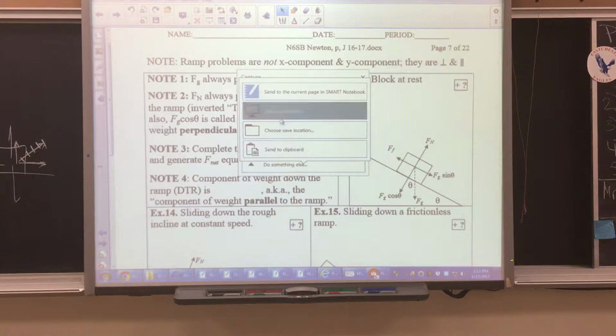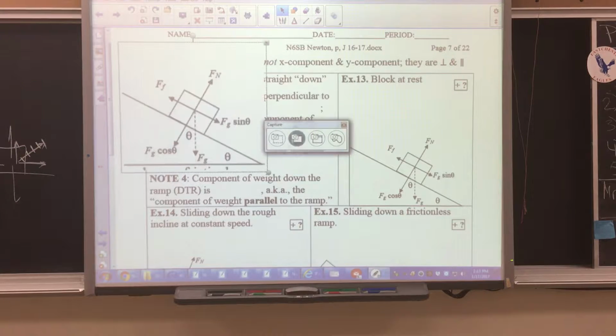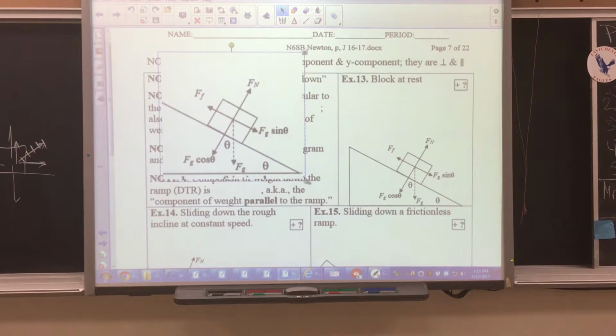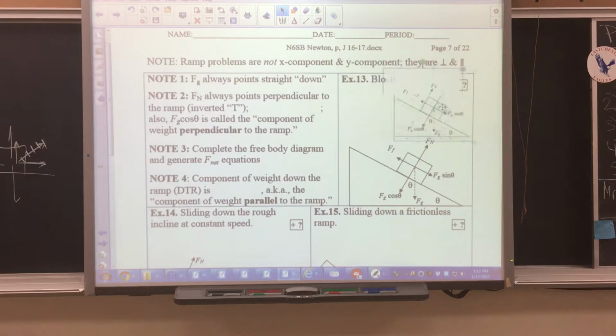Let's put it right here. Good. And we'll come and look at this in a minute. Shrink him down a bit. We'll worry about this in a minute when we're talking about this whole parallel perpendicular.